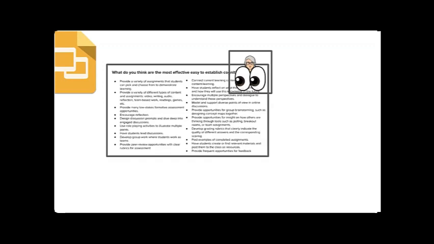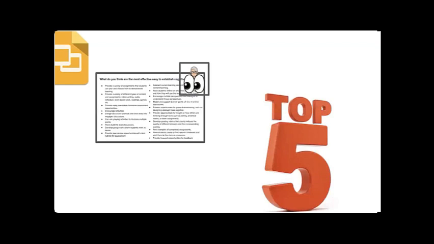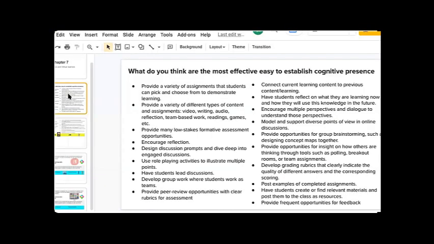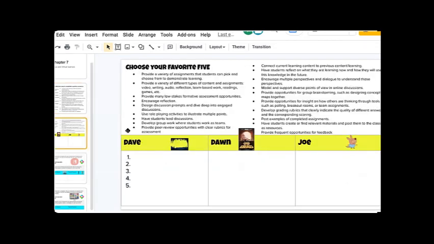I'm going to ask you all to click on this link. This is going to take you to a Google Doc. Once you go there, I'm going to give you a list of ways to establish cognitive presence. So you'll see that list, and then I want you all to choose your top 5, what you think are the top 5 ways that you would like to use. Here, this is the screen for you. It's a list of 20 different ways to establish cognitive presence. If you go to slide 3, you'll see Dave, Dawn, and Joe.